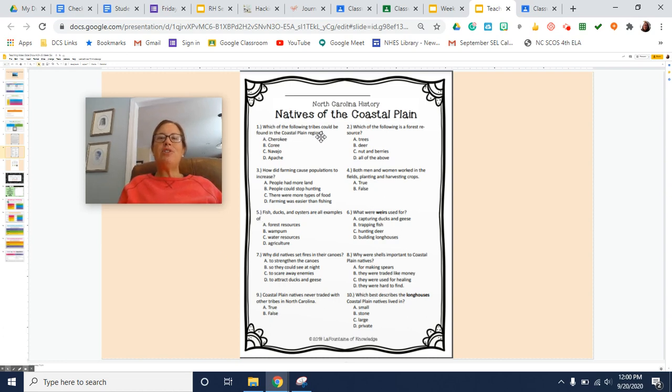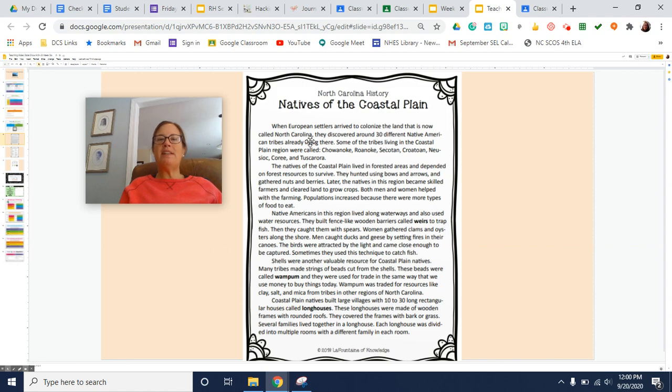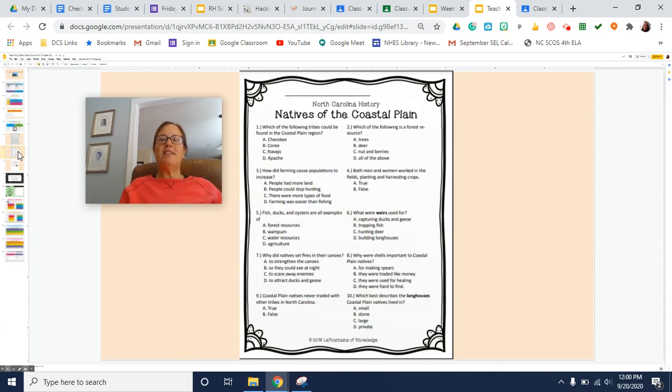All right, which of the following tribes could be found in the coastal plain region? This is simply a key detail, who is in the region. You have a list of tribe names. My strong readers are going to go back to the text and they're going to look up the names of the tribes and they're going to see, okay, which one is listed in answer number 1. I'd like you to pause your video right now and take care of that. And I'd actually like you to jot down an answer on your scratch paper. All you have to do is write number 1, put a 1, and put A, B, C, or D. Pause and do that, please.